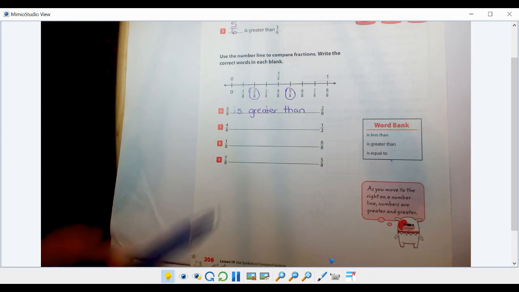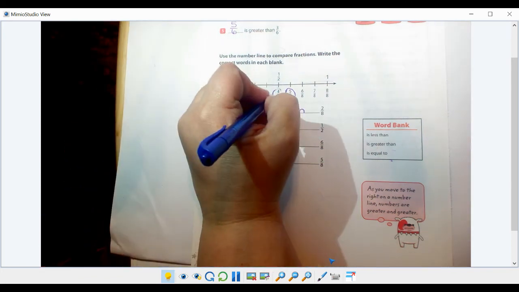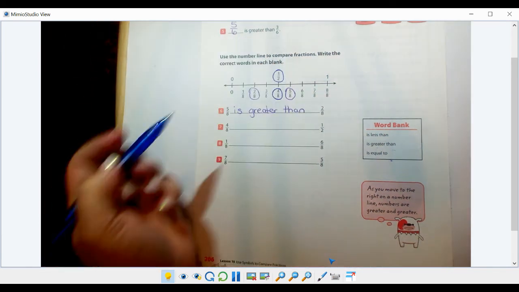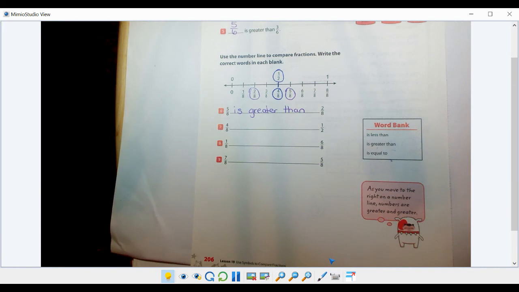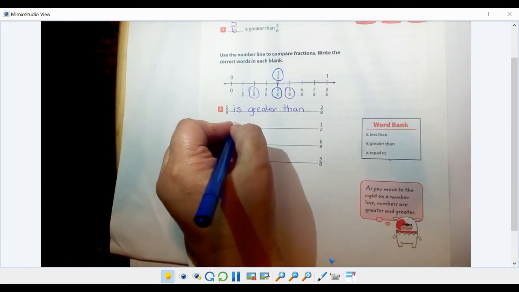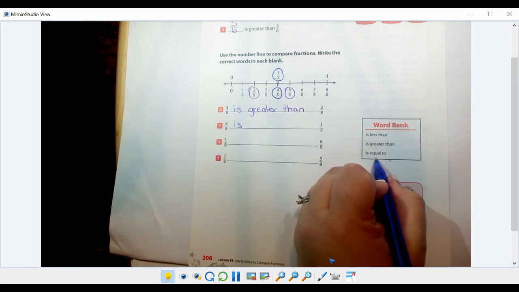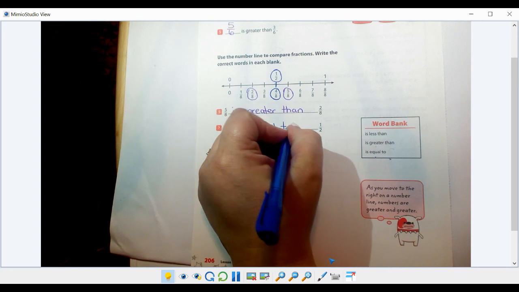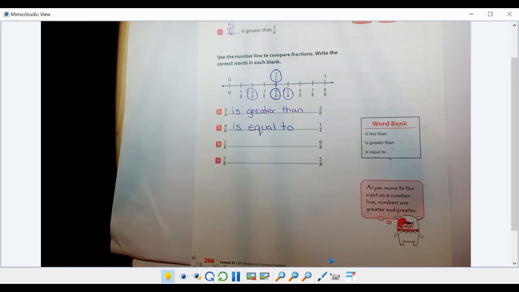Number 7, we've got 4/8 and 1/2. Now they're both at the same tick mark on the number line. So what does that mean? Well, that means that they are equal. So 4/8 is equal to 1/2.